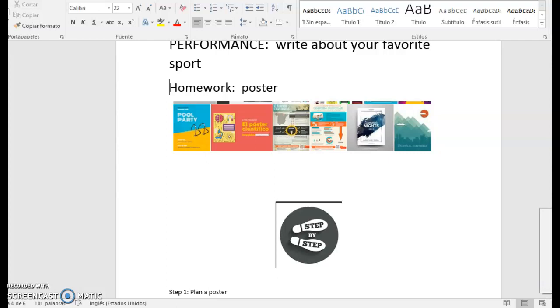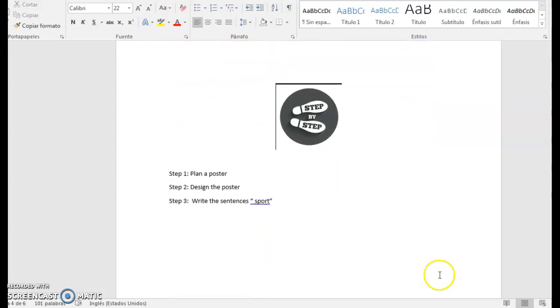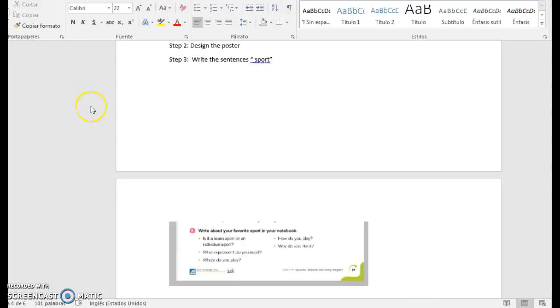Paso a paso, step by step. First, you need to plan a poster. Okay, you think, what is your favorite sport? And you design the poster. And then you write sentences about your favorite sport. Yes, you write sentences about your sport.